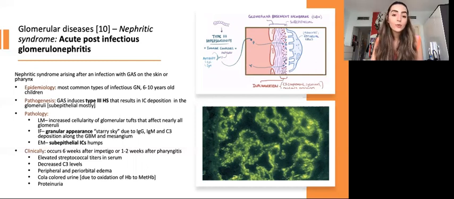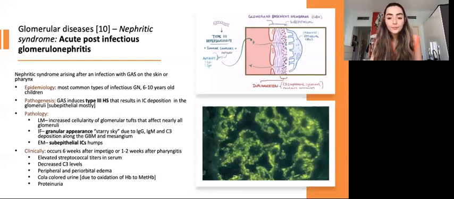Then on immunofluorescence, if you look at the photo at the bottom, you can see it's a granular appearance. It is described as starry sky, from IgG, IgM, and C3 deposition along the glomerular basement membrane and the mesangium. And on electron microscopy, you have subepithelial immune complex humps.